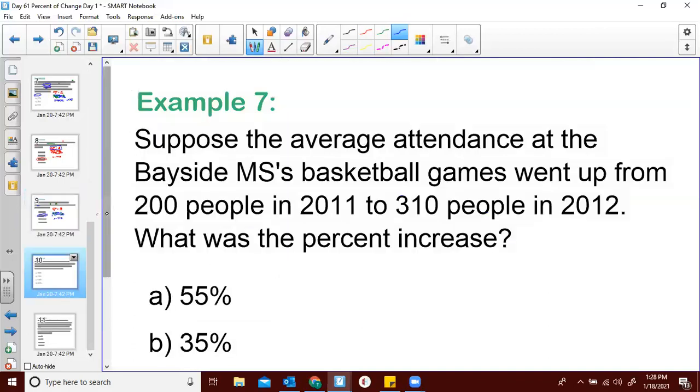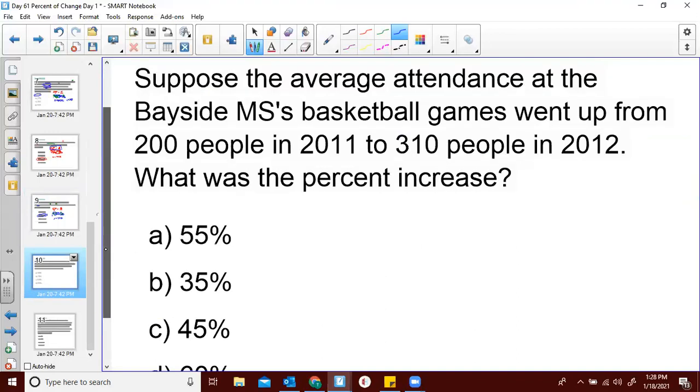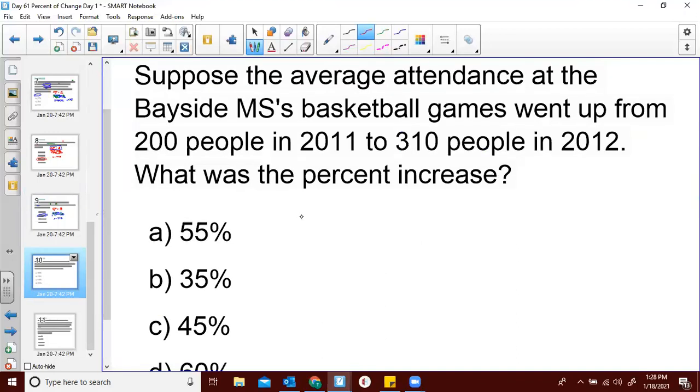All right, when we come to number 10 here, suppose the average attendance at the Bayside Middle School basketball game went up from 200 people in 2011 to 310 people in 2012. What is the percent increase? Well, a couple of things here. We know it's increased, so it's going to give us a positive answer. So if you get a negative answer initially, you know you did something wrong. We also have years. It gives us 2011 and 2012. So that should help us with our new and old. If we had 200 people in 2011, but then a year later, 310. So I'm going to say 310 is our new and 200 is our old.